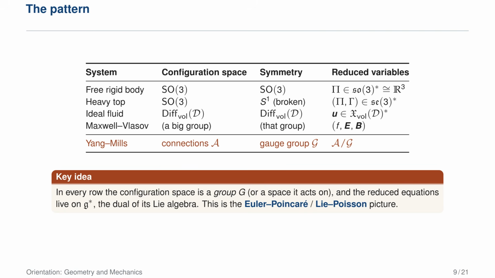And then there is a 5th row, which belongs to the 2nd quarter. For Yang-Mills, the configuration space is a space of connections. The symmetry is the gauge group, and the reduced space is connections modulo gauge. In every row, the configuration space is a group, and the reduced equations live on the dual of its Lie algebra. That is the Euler-Poincare or Lie-Poisson picture, and it is what we are building toward. That was the mechanics. Now let me say why differential forms and not vector calculus are the language we will use.